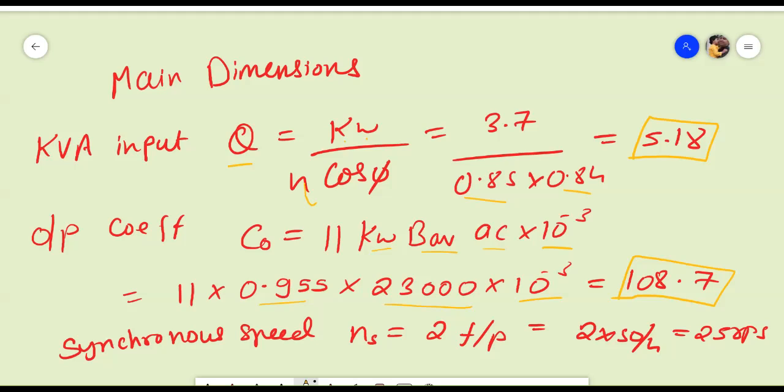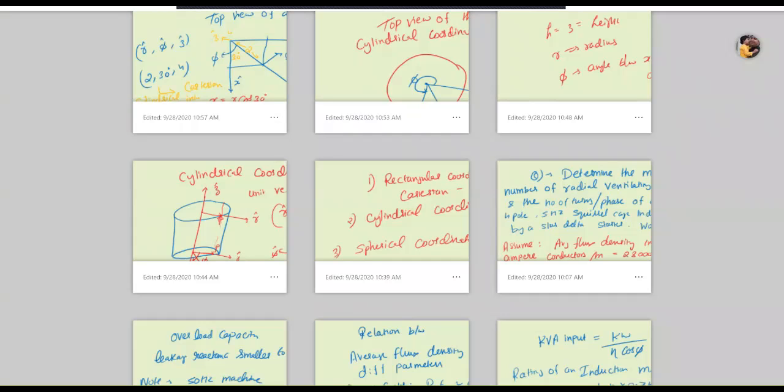And then we have the synchronous speed given by ns equal to twice the frequency divided by the number of poles, that is twice of 50 divided by 4, which is equal to 25 revolutions per second. Okay, so till there we had solved, and let us move further.